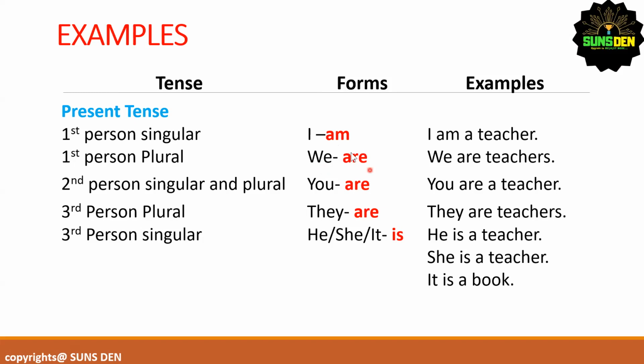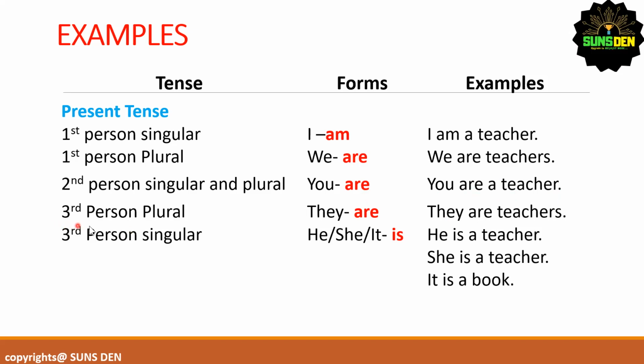The next one is first person plural, which is we, and the be verb is are. We are teachers. For second person, singular and plural, we just use you, and the be form are for both singular and plural. So it gives you 'you are a teacher', or you can also say 'you are teachers'. That indicates whether it's singular or plural.